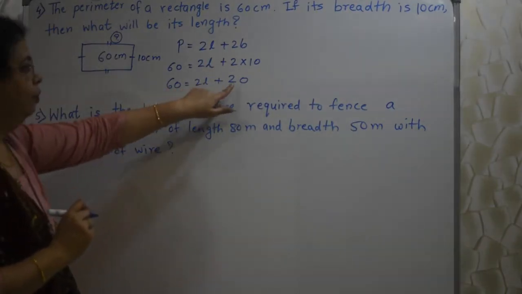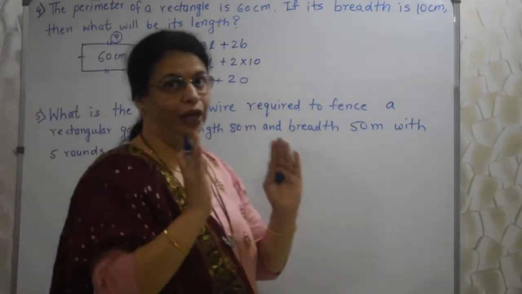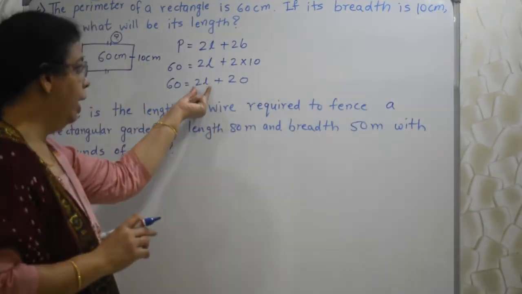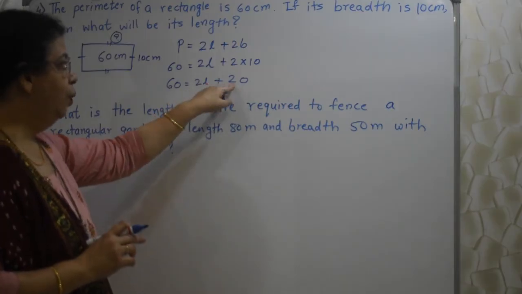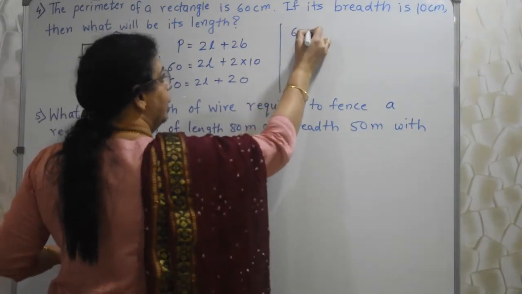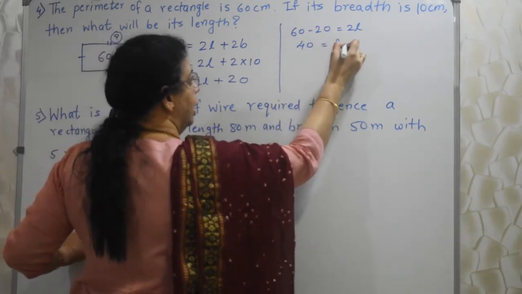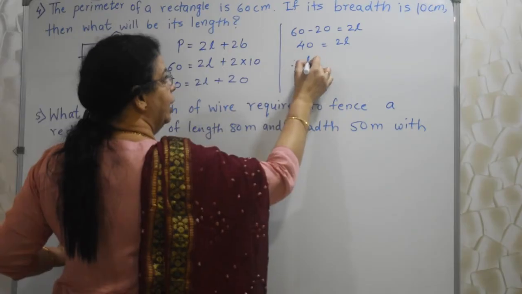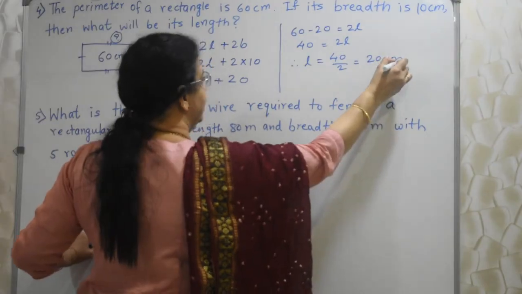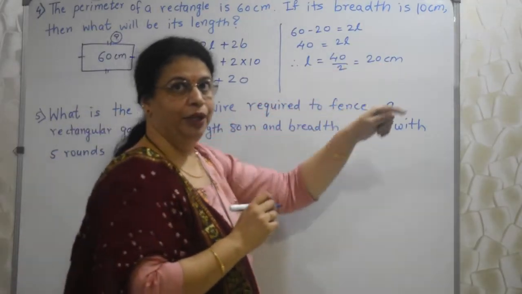So now we will deduct this 20 from this 60 because we eventually want to find out the value of L. So what are we trying to do? We are trying to keep this 2L on one side and 20 we need to shift to the other side. So 60 minus 20 will be 2 times L. 40 is 2 times L. So what will be 1 time L? 40 divided by 2, half of 40, that is 20 centimeter. Okay, so length is 20 centimeter.